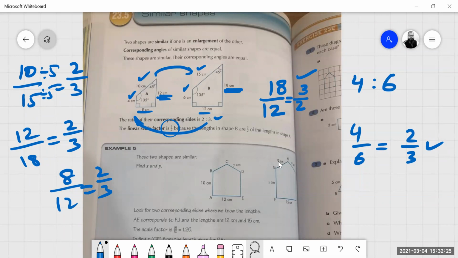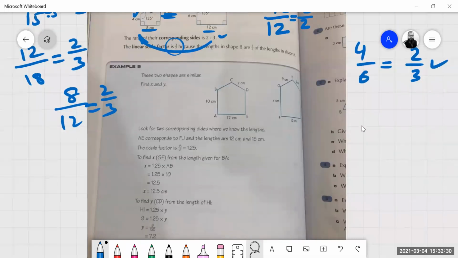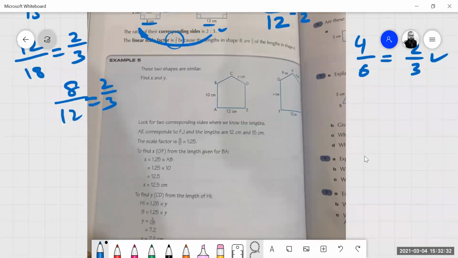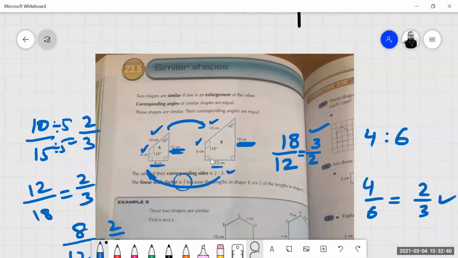So the ratio, if you compare from small to big, is 2 over 3. From big to small, 3 over 2. Who said to you big to small and small to big? There are two shapes. Don't decide it is big or small. It can be different in different equations. Don't make the rule like that.